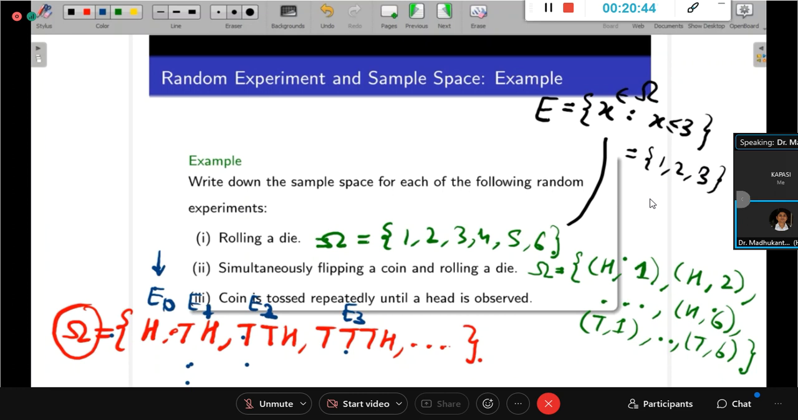Do you know enumeration? You are writing it in an enumerated way, as a sequence. And the set of natural numbers is countably infinite.